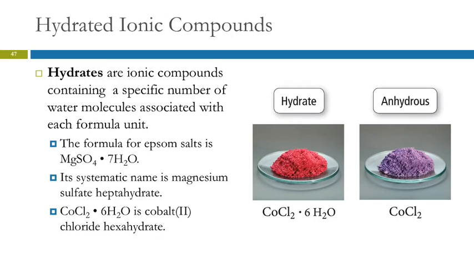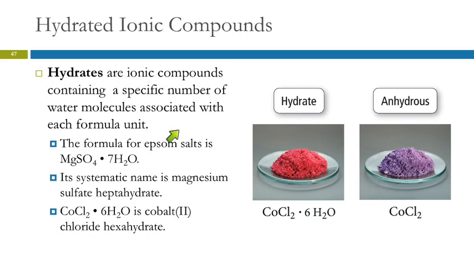So we have hydrates. Here's cobalt 2 chloride. This one has 6 water molecules in its structure for every 1 formula unit. Here's the anhydrous version. An is a prefix that means without. So this is the without water version. This is just cobalt 2 chloride. The color is different. The molar mass is going to be different. If you dissolve them in water, then they're both going to act the same. So these are called hydrates, and we have to have a way to name them.